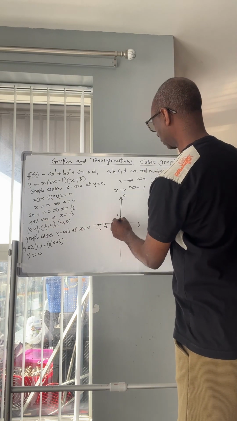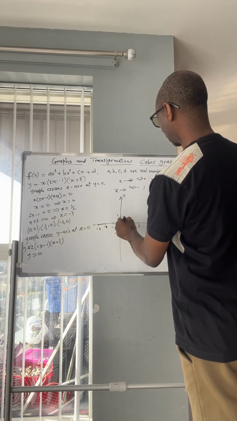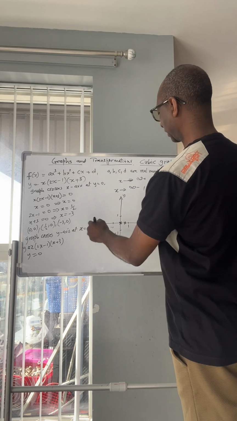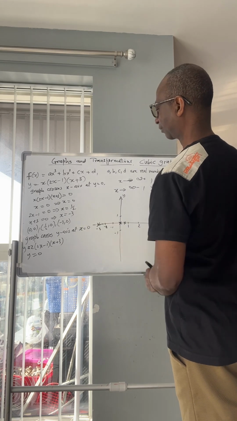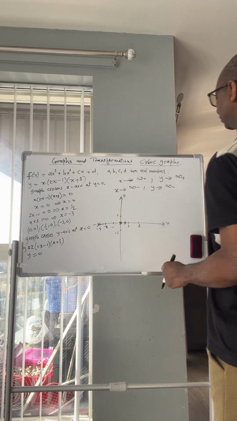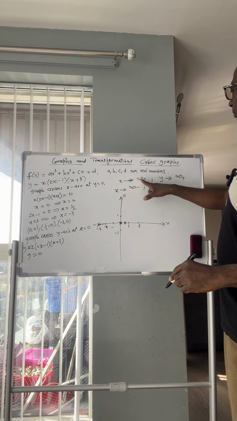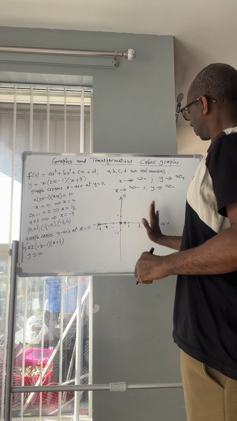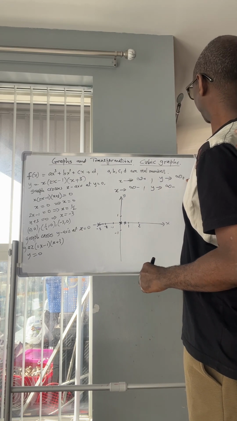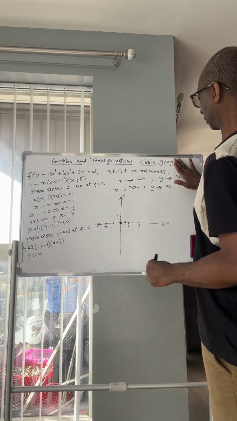So 0, 0 is the origin. 1/2 will be here; this is 1, so 0.5 will be here, and then minus 3 here. But then it crosses the y-axis where? At the origin again. We know as x approaches plus infinity, x keeps going this side, y approaches plus infinity. So this side is all positive.